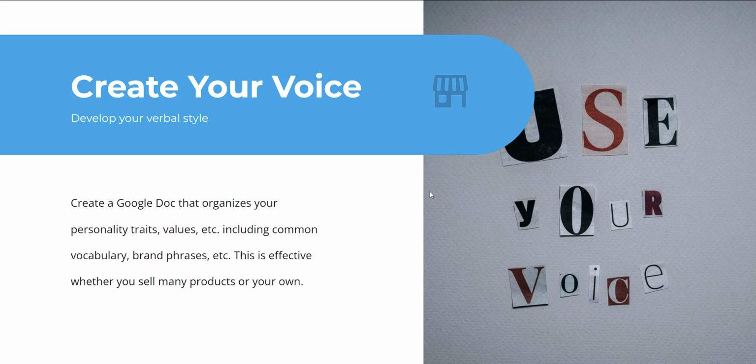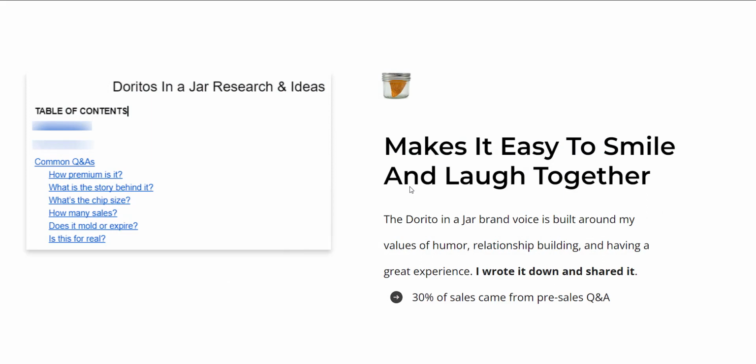So what I recommend you do is create a Google document and organize things like your personality traits, your values, and include common vocabulary, brand phrases, etc. Here's my example that I actually use for my product, a premium Dorito in a jar. On the left-hand side, this Google Doc snapshot shows the table of contents of some of the common questions that I was asked and I continue to get asked that I have to answer to.